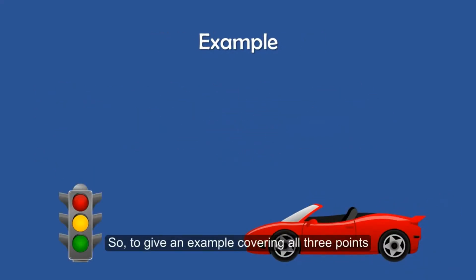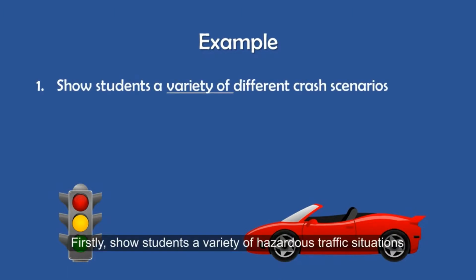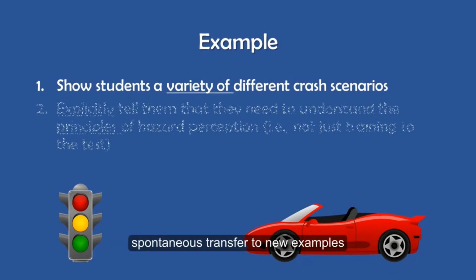So, to give an example covering all 3 points, if the aim is to get students to transfer hazard perception skills in driving from hazard perception training, then we will need to: firstly, show students a variety of hazardous traffic situations and give them the opportunity to point out the similarities between them. The idea is that by training students on lots of different examples, they will eventually be able to extract the underlying principles in hazard perception, and subsequently increase the likelihood of spontaneous transfer to new examples.